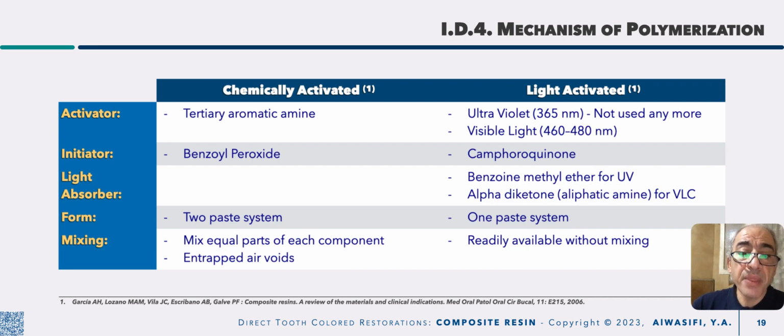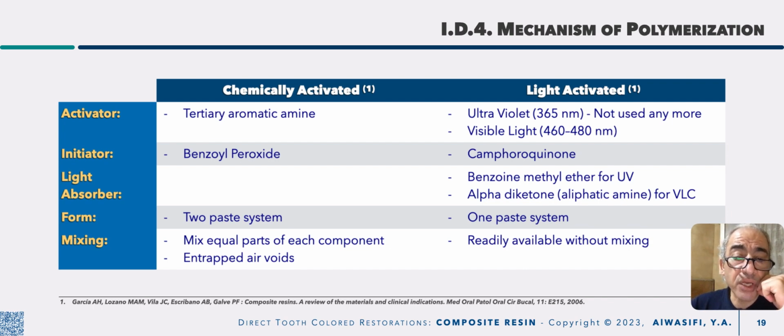That's why when you are mixing it, there will be entrapped air, which impairs the aesthetic quality of the material. Light activated one is activated by ultraviolet, which is not used anymore because of its harmful effect on the eyes of the operator and also the patient's eyes. Now we use the visible light cured in a range of 460 or 480 nanometers, produced by either quartz tungsten halogen devices or light emitting diode device, which is the most commonly used one, with limited problems and no heat generation, as we mentioned in the previous lecture.